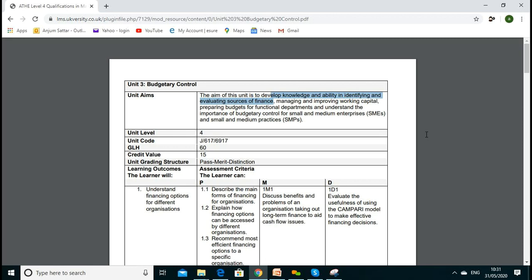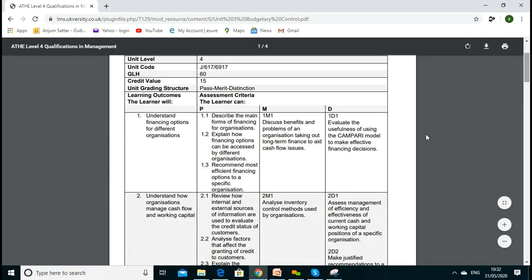According to the great scholar Lionel Robbins, we have unlimited wants and limited resources, but we need to make sure we use these limited resources effectively to maximize our return from them. That's why we need to use the resources effectively, managing and improving working capital. Working capital means the running capital, and functional areas like marketing, production and sales are known as the functional areas within our organization.